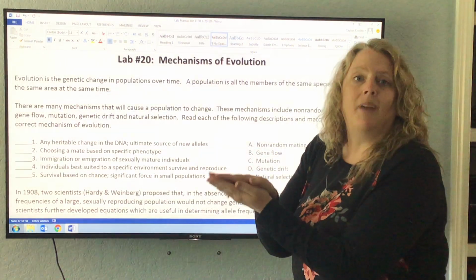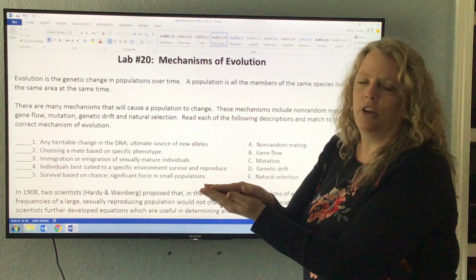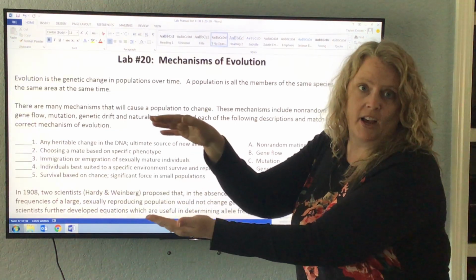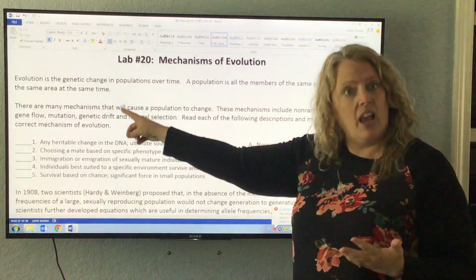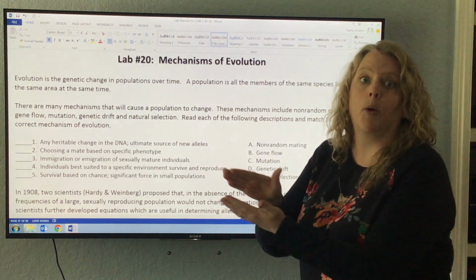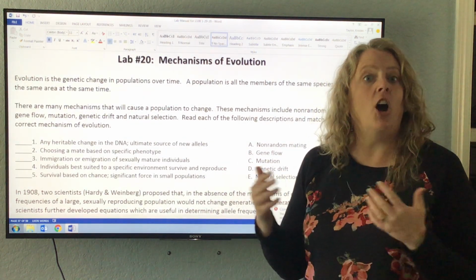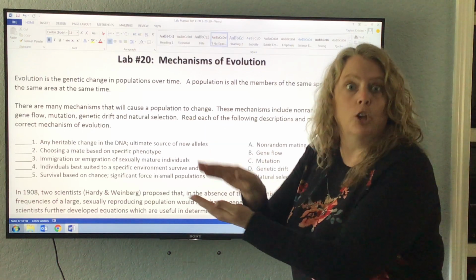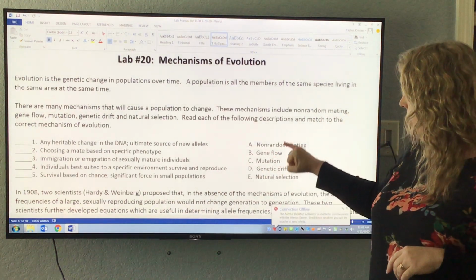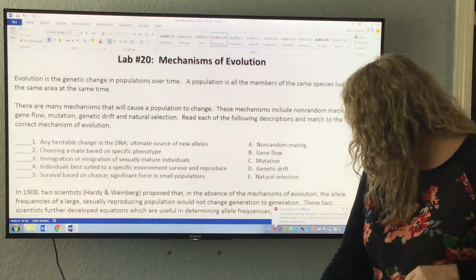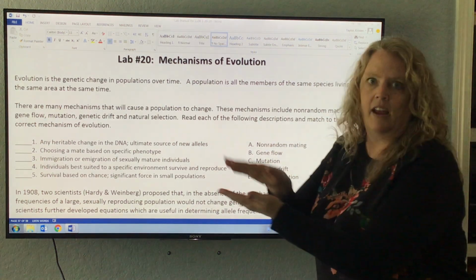So what are the mechanisms that cause the evolution, divergence, or for the organism to change over time, which is the definition of evolution, okay? So it's the genetic change in the population over a long period of time. There are many different hypotheses out there about what can cause that change or the evolution into two different species. So here we have the different mechanisms that can cause that divergence.